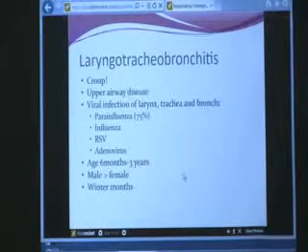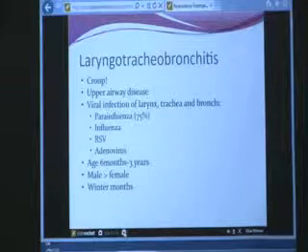So croup, the other big medical name is laryngotracheobronchitis. That's too hard to say, I think. Croup is much easier. It's usually an upper airway disease. Parainfluenza causes probably 75 to 80% of the cases. Other viruses like RSV, flu can cause it. 6 months to 3 years of age. Male greater than female, I feel like I see probably equal.